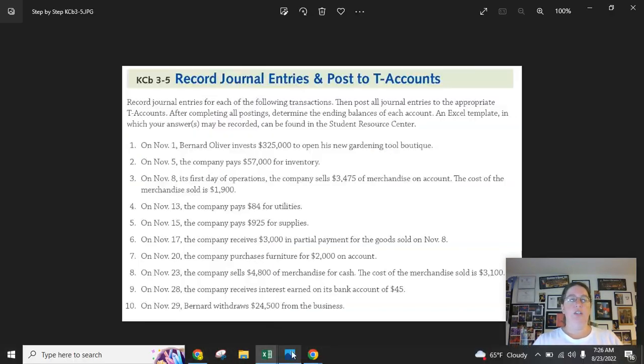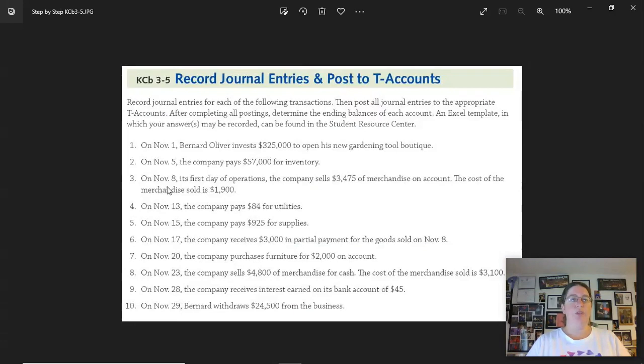Our next transaction, number 3, on November 8th, its first day of operations. The company sells $3,475 of merchandise on account. On account, not cash. The cost of the merchandise sold is $1,900. Now remember from chapter 1, we said that when we sell merchandise, we have a two-part journal entry.